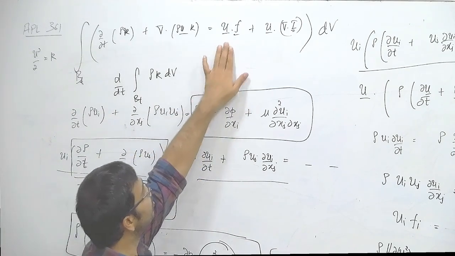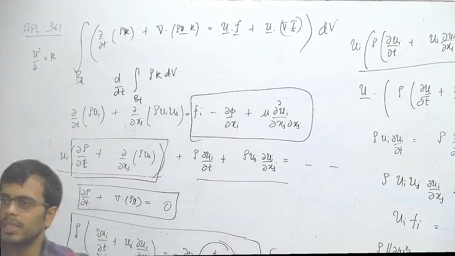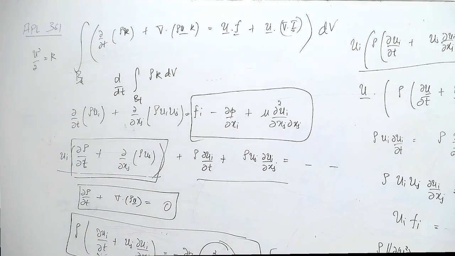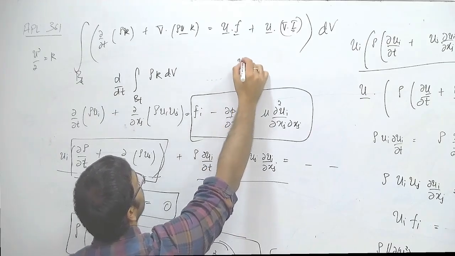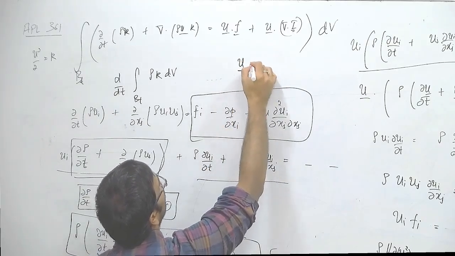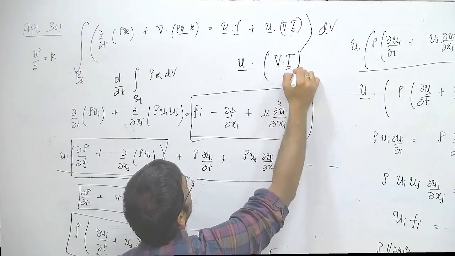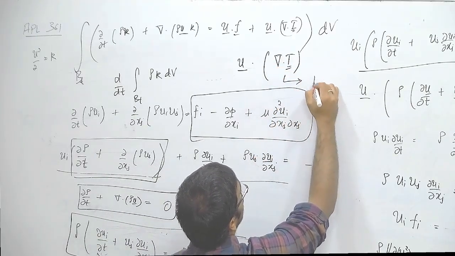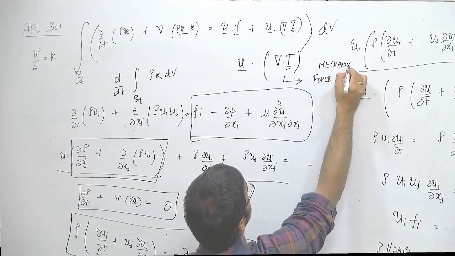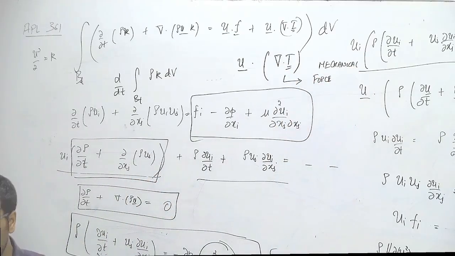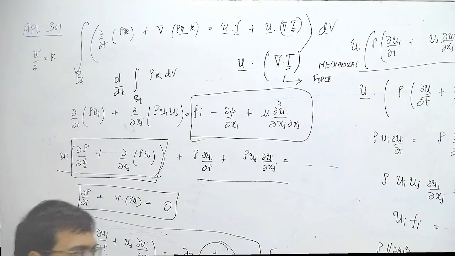And what is it equal to? What is this u dot f? It's the rate of work done by volumetric forces or body forces. That's what u dot f is, right? It's the rate of work done, or power, of the volumetric forces. And what is this u dot del dot t? The way you should visualize this is u dot del dot t, where del dot t is a type of mechanical force. When I say a mechanical force, what I mean is, by virtue of del dot t, there is going to be some movement of the fluid particle.